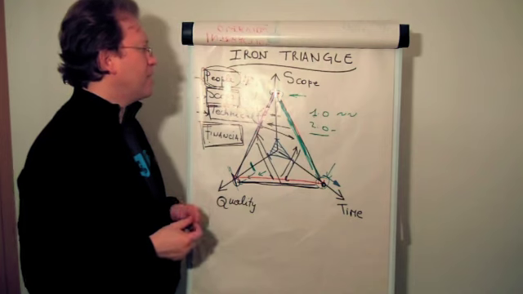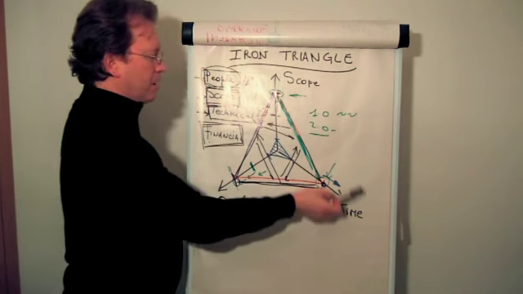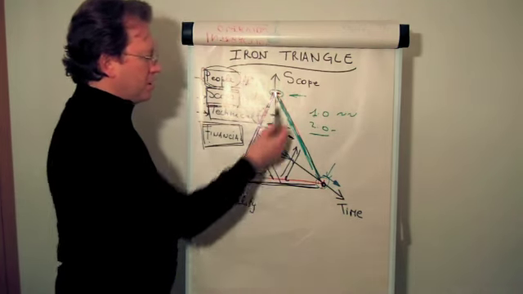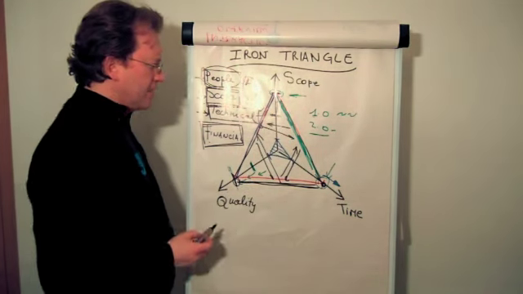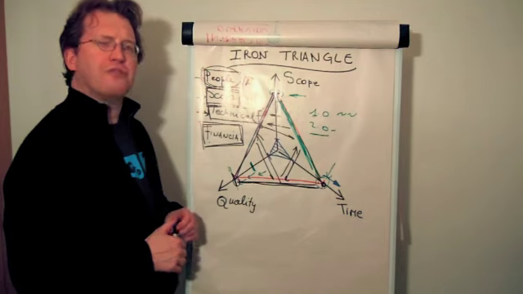So remember the iron triangle: scope, time, and quality. You need to select one edge in your project. As the saying goes, good, fast, cheap, pick two.